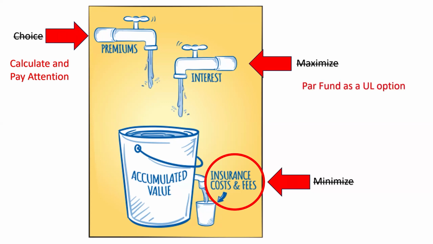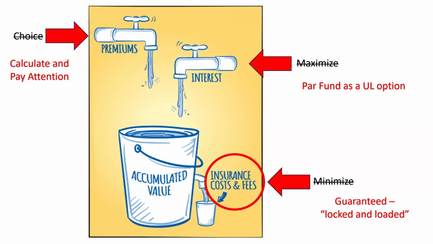The maximize is now par fund has become a universal life option. Isn't that incredible? You now have that same investment option inside a universal life, all being offered now and recently by the big three insurance companies. That's a game changer. And finally, we've got the minimize the cost, but you don't have to worry about it.